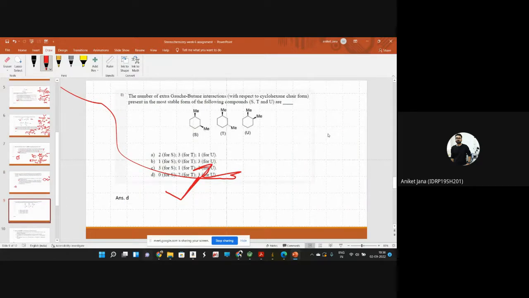Okay, so now let's see the three conformations. Three variously substituted 1,2 and 1,3 substituted cyclohexanes are given, and we have to say which one has how many gauche butane interactions. So let's draw the first structure, A. Okay, so it is 1,2.